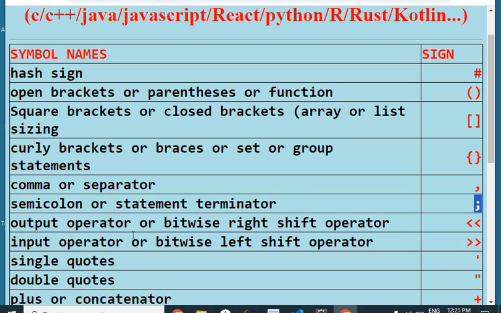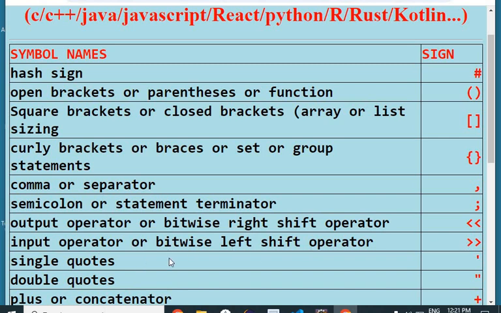And then the output operator or bitwise right shift operator is used in C++ with cout for displaying something on screen. Then here, the output operator I have already said. This is used with the cout in C++, and the input operator is used again in C++, which is used to get input from the user.